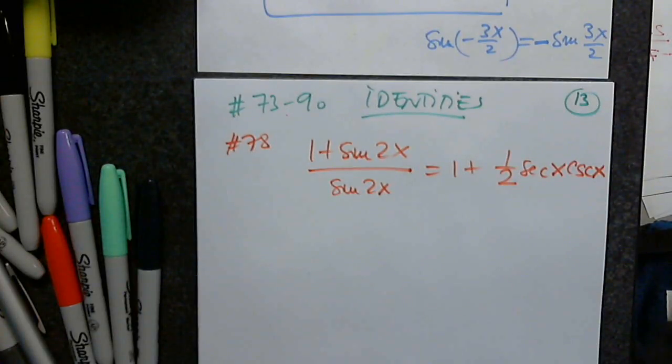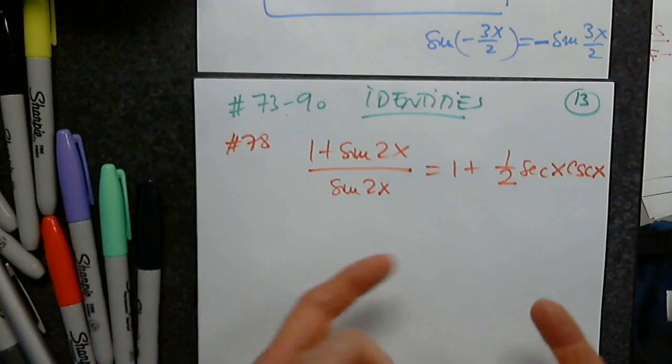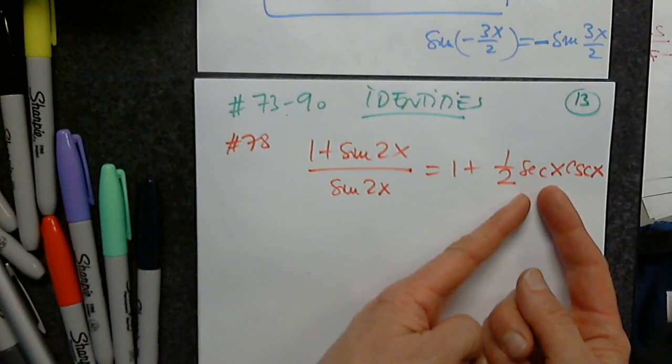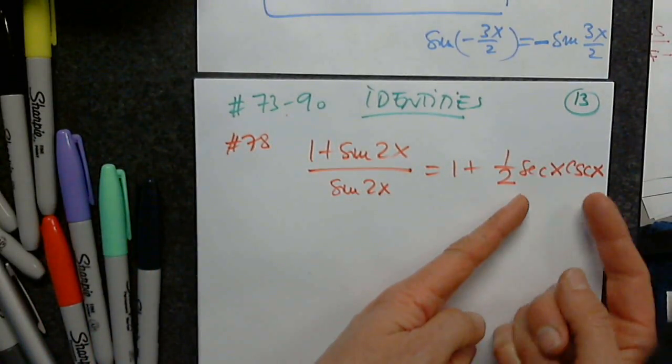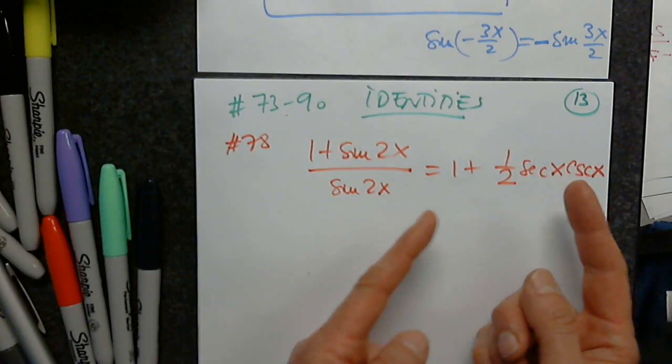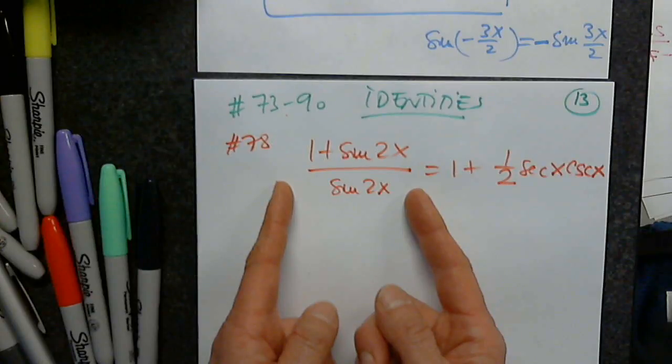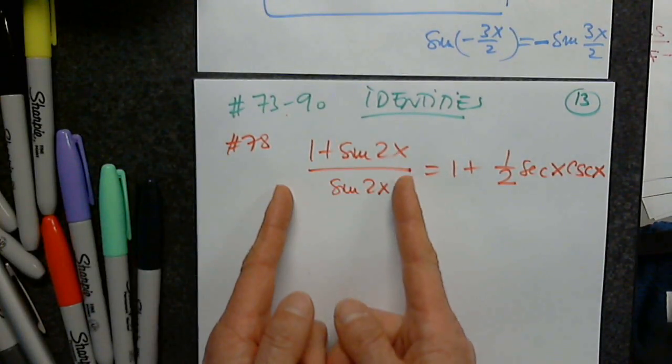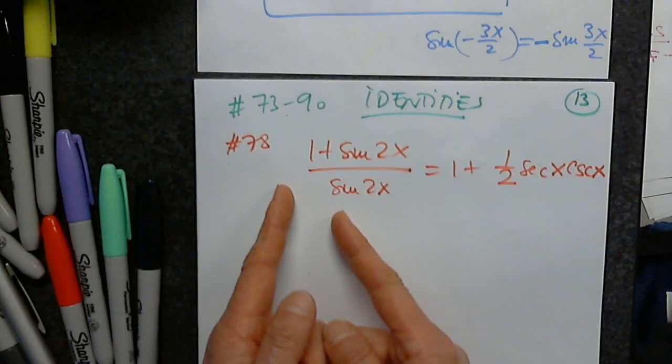Staying simple in trig is always the best thing to do. Now, I do have an idea of what to do here. I could start here and change this into 1 over cosine and this into 1 over sine. I could also start here, which I prefer, by the way. But what will I do here? What can I do here?